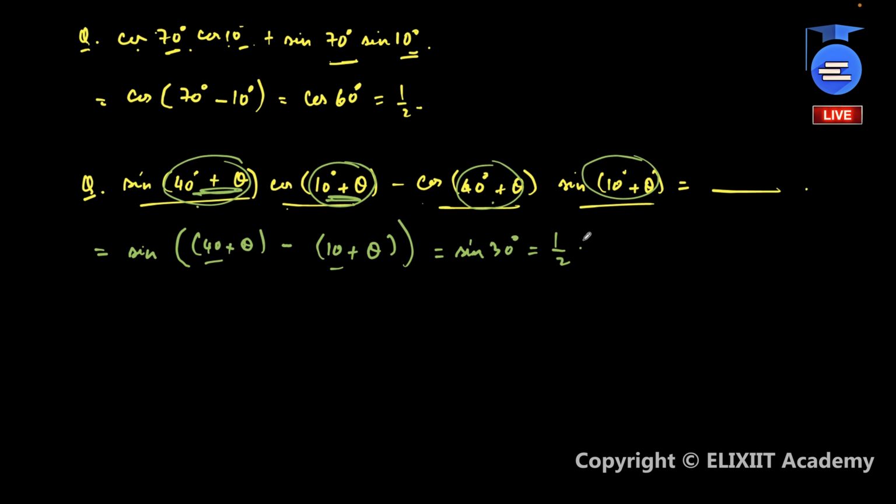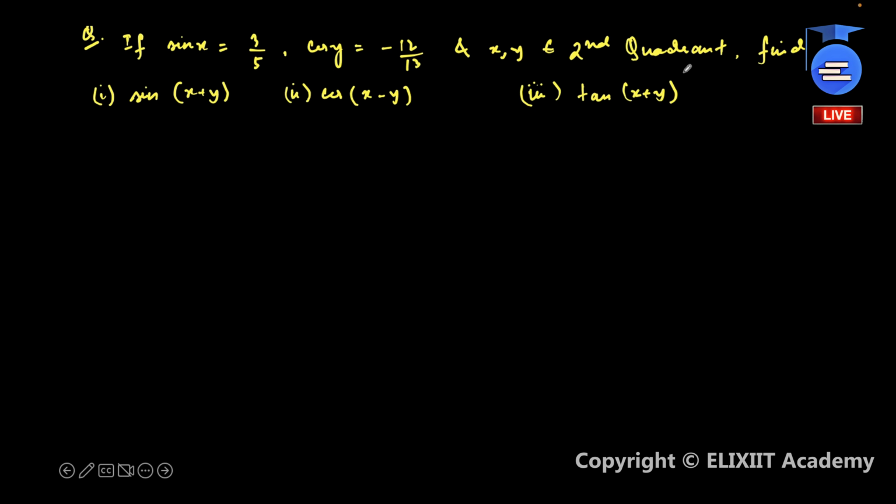I hope this is clear. Now we have this question. We have to find the values of sin of x plus y, cos of x minus y and tan of x plus y. Some information is given: sin x is 3 upon 5, cos y is minus 12 by 13, and x and y belong to the second quadrant.